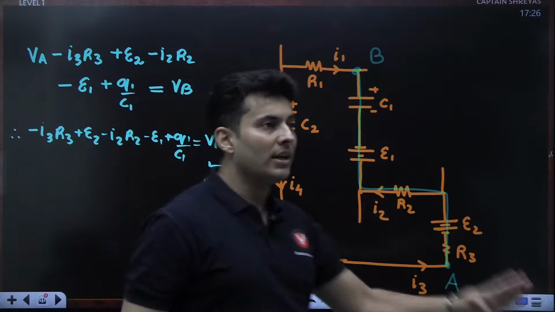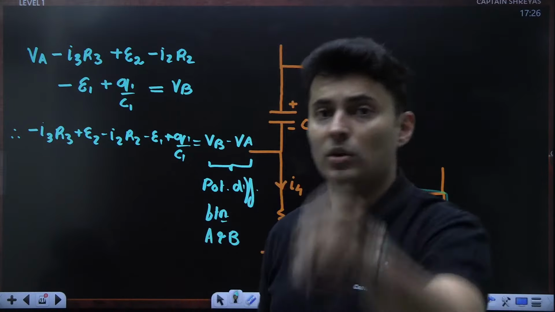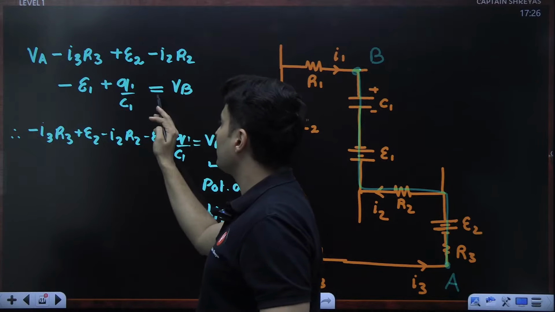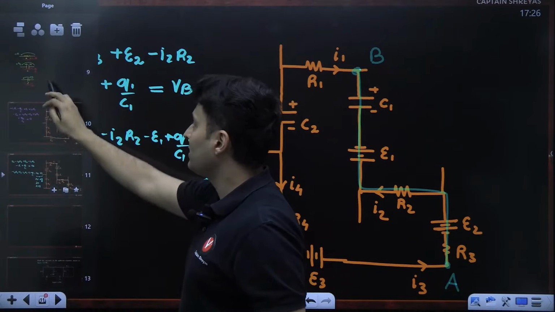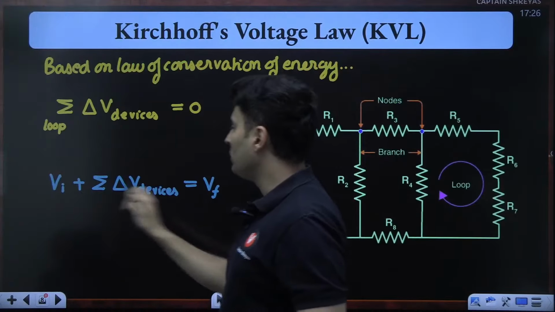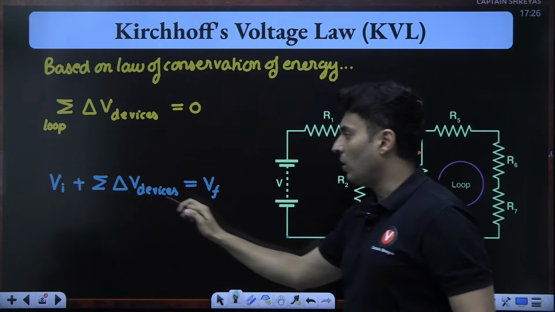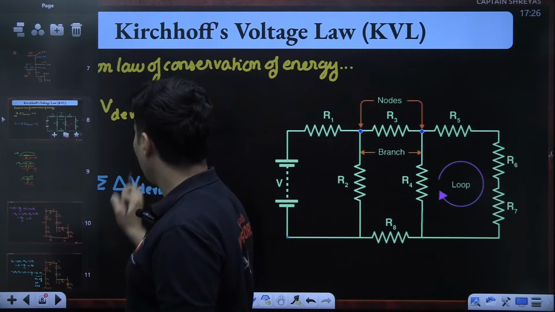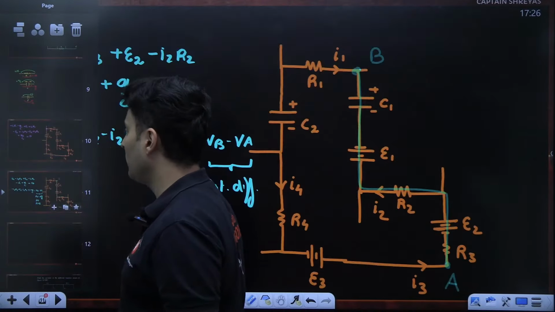So this is how you can use this law when it is not across the loop. Initial voltage plus all the voltage differences is equal to the final voltage. This is exactly what we have used over here. This is a more generic one. This is a more specific one when you take a loop.